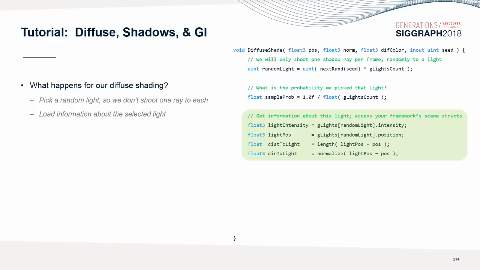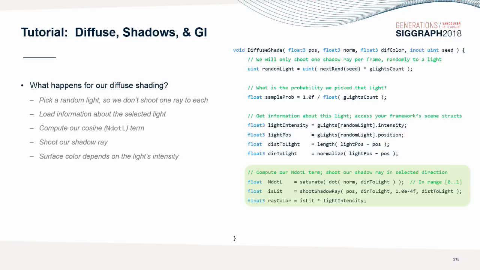The next thing I need to do when I'm doing diffuse shading is get information about that light. In this case, I'm accessing a data structure that's specific to our tutorials, our framework, called G-lights, which stores the information about the light. I'm pulling the intensity and position. I'm going to compute the distance to the light and the direction of the light so I can shoot a shadow ray.